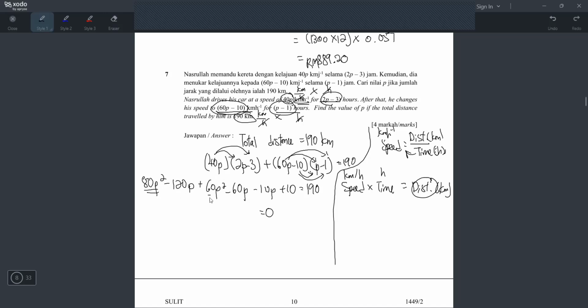So 80p square dengan p square kita boleh buat. So 80p square plus 60p square, 140p square. And yang tu saya kena tulis paling depan sebab dia ada square. Lepas saya tulis p square, now I have to write yang ada p. So ini ada p, mana kawan dia? Ini pun ada p, ini pun ada p. So p dengan p boleh buat.